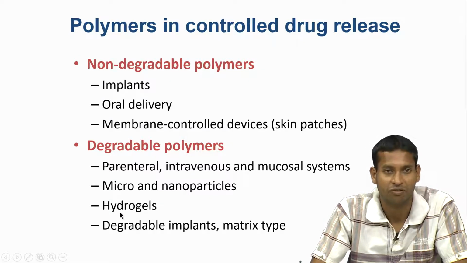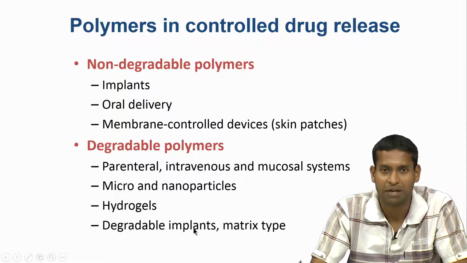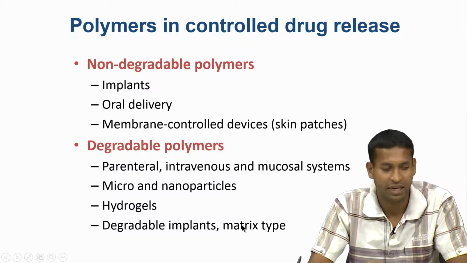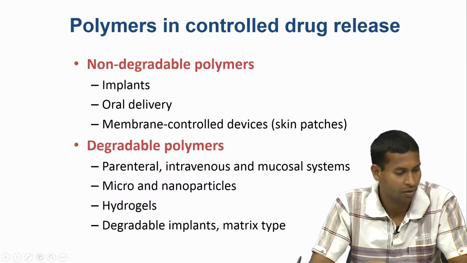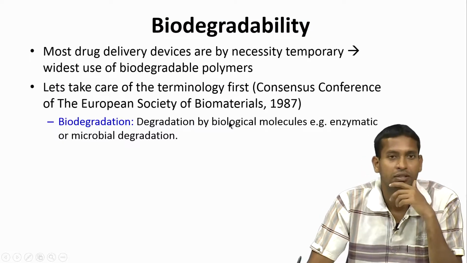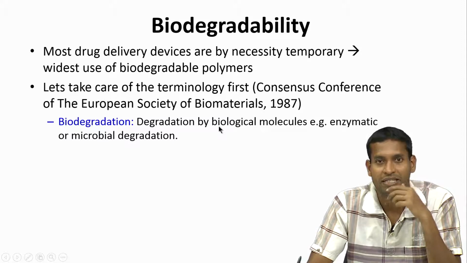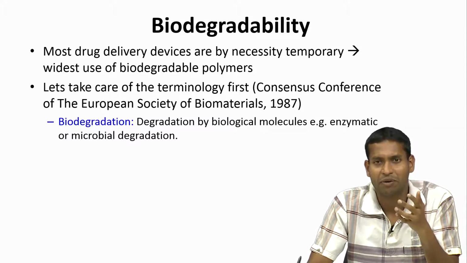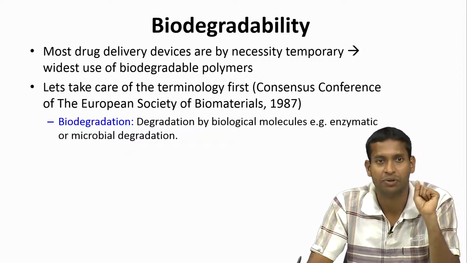Hydrogels are another class of polymers we are going to talk about. Any degradable implants and matrix type of polymers will again be discussed later in this course. So, biodegradability: most drug delivery devices are typically temporary, because you are trying to cure a disease, and once the disease is cured, you do not want that device to be there anymore.